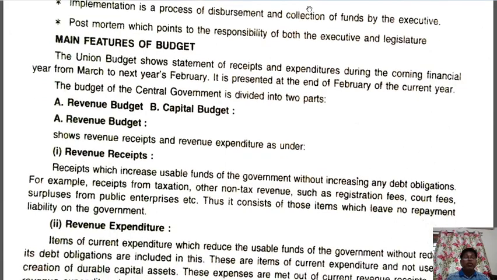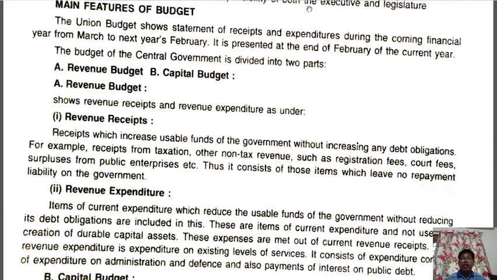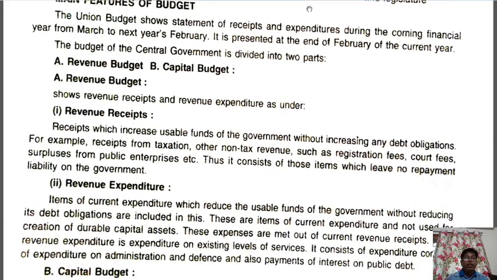Then the features of the budget. The union budget shows a statement of the receipts and expenditure during the coming financial year from March to next year's February. It is presented at the end of February of the current year. The budget of the central government is divided into two parts. First, the revenue budget, and second, the capital budget.